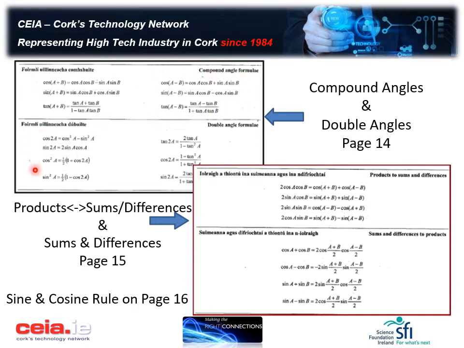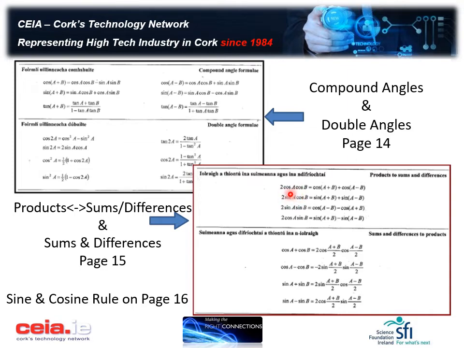Or if you're doubling up one single angle, then this is the section you need to be looking at. There are 2 more sections then on page 15. They are the products to sums or products to differences equations. And a product is when you multiply 2 things together. So cosine A by cosine B, for example. And so that's a product when you're multiplying 2 things together.